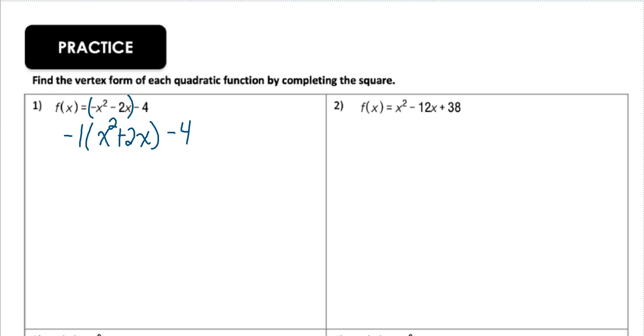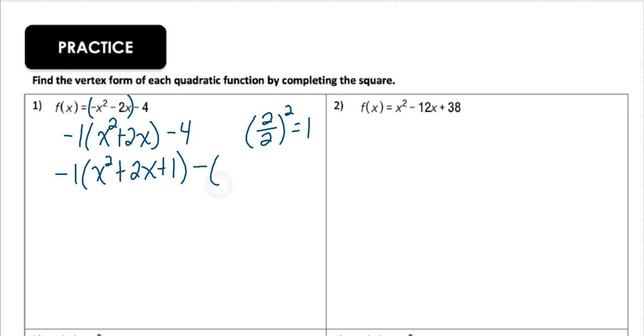And then I'm going to do my b over 2 squared. So my b value is 2. 2 over 2 squared is 1. So I'm going to add that into the parentheses. And then I'm going to remember that that's actually a negative 1 times 1 from the number out in front. So I am going to subtract out a negative 1 times 1 on the outside of the parentheses in order to keep it balanced.